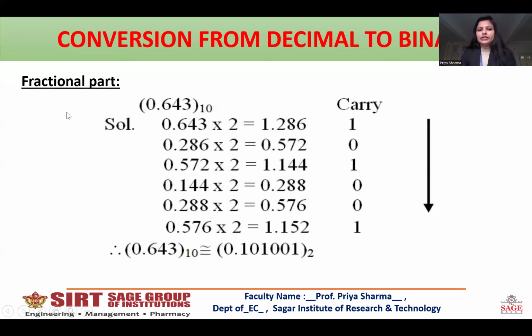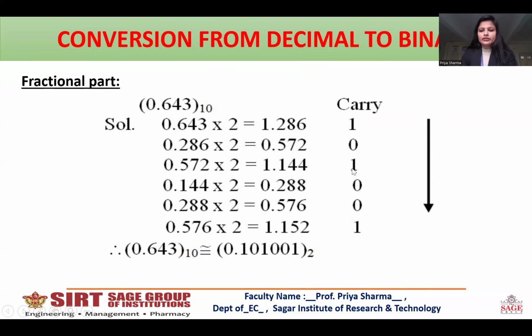That was the integer part. If we have to convert the fractional part of a decimal number to binary, we multiply it by the radix of the number system. Here, as the number system is binary, we multiply it by 2. So 0.643 is the decimal number which we have to convert into binary, and it is multiplied by 2 until the integer part becomes 1.